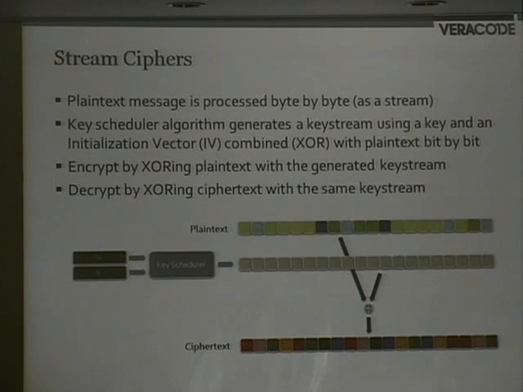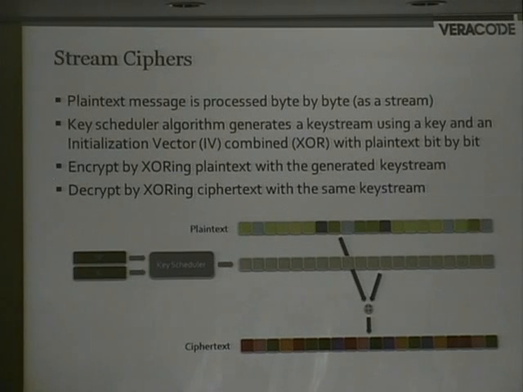Okay, and finally the stream cipher. I alluded to this before, but it's the plaintext message being processed byte by byte as a stream. What you can see there is how the key scheduler works. It takes a key, like the other encryption algorithms did. It takes an initialization vector, and it feeds those two in and generates a key stream. And that key stream is of arbitrary length. You can just keep generating key stream as much as you need to encrypt.